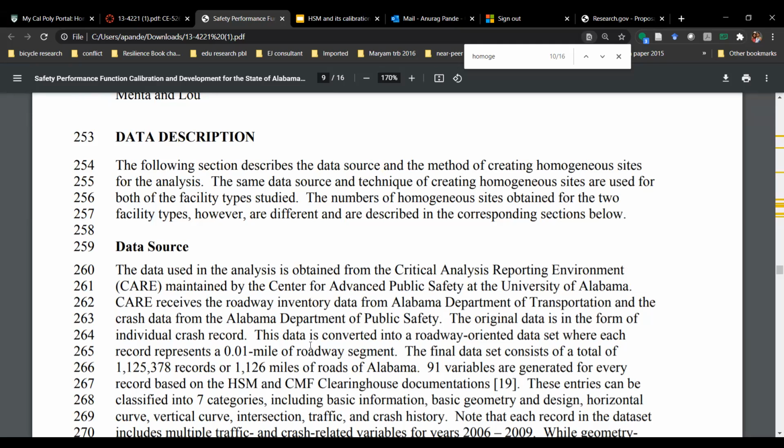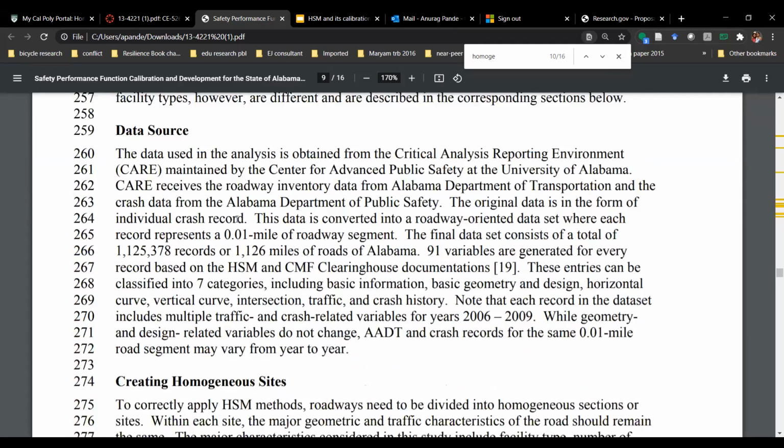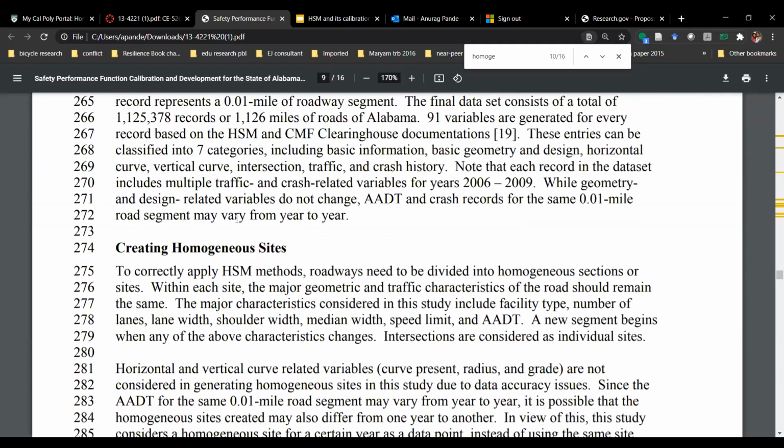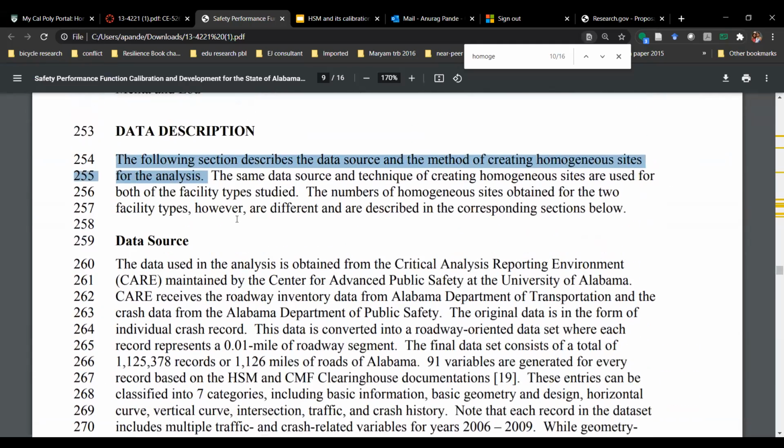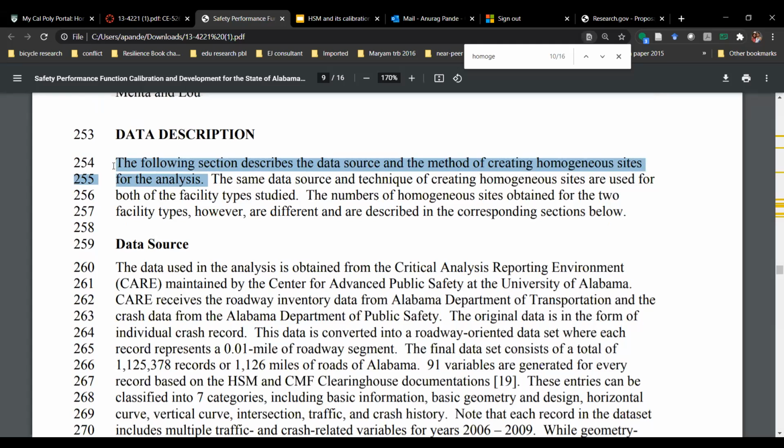So there are some differences there, right? And I want to talk about those differences real quick. If you look at line 253 of the paper, because the line numbers are continuous, they don't have page numbers but they have line numbers, the following section describes the data source and the method for creating homogeneous sites for the analysis.